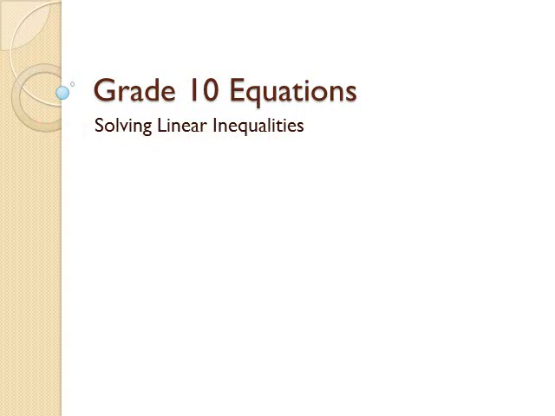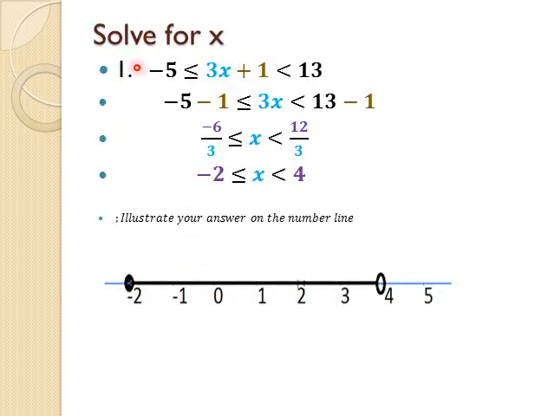Right, so without further ado, they say solve for x given that 3x plus 1 is greater or equal to negative 5 and less than 13. To solve for x means I want x on its own. So first get rid of everything attached to x.